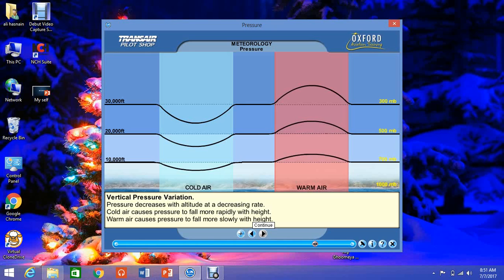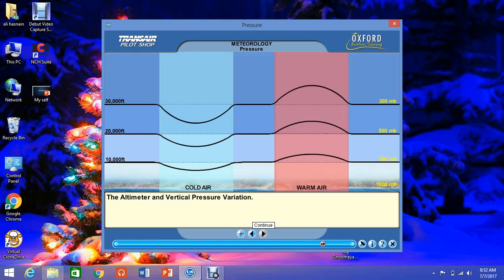Warm air, on the other hand, has a tendency to cause pressure to change more slowly with height. Notice that the pressure lines expand away from the surface. It is important that you understand this phenomenon because of its significance to altimetry. The altimeter is calibrated to ISA. This calibration assumes a pressure change with height in accordance with ISA.